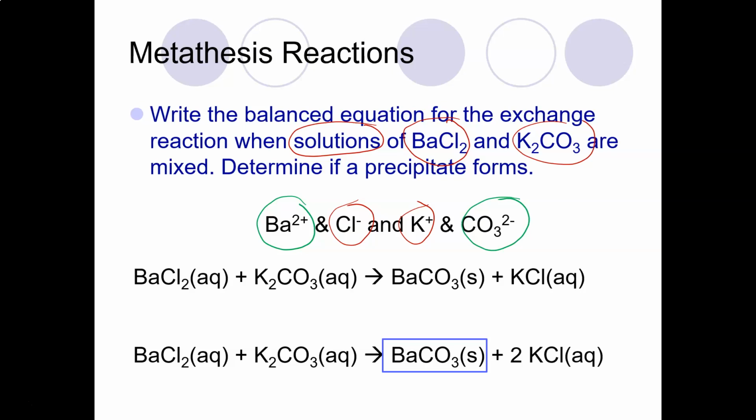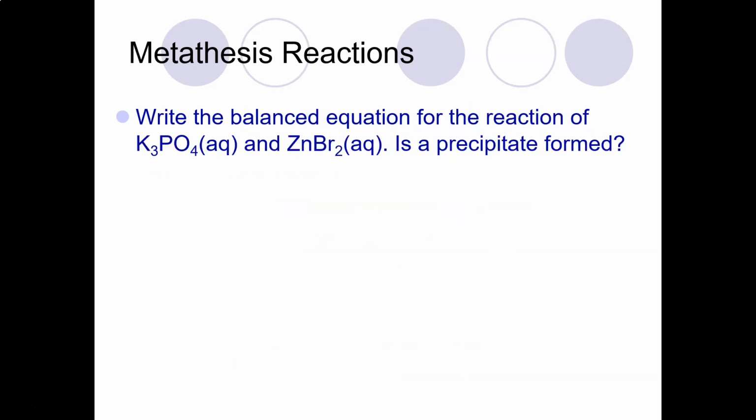Okay. Let's try a couple more. So for this one, I want you to practice this one as well. I want you to read this question, go through the 4 steps to predict the products, write a balanced chemical equation, and then decide if you think a precipitate forms, and if so, which one is it? So hit pause, practice this. When you're done, come back, and we'll go through it together.